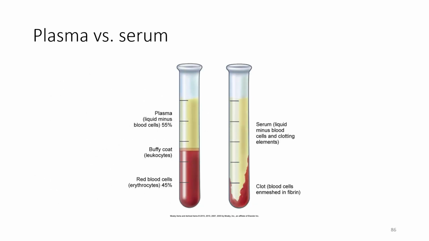Plasma versus serum. So plasma and serum, those terms are sometimes used interchangeably, but if you've taken A&P or any type of hematology course, you know that plasma is all of the liquid components of blood, while serum is the liquid components minus the blood cells and clotting elements.